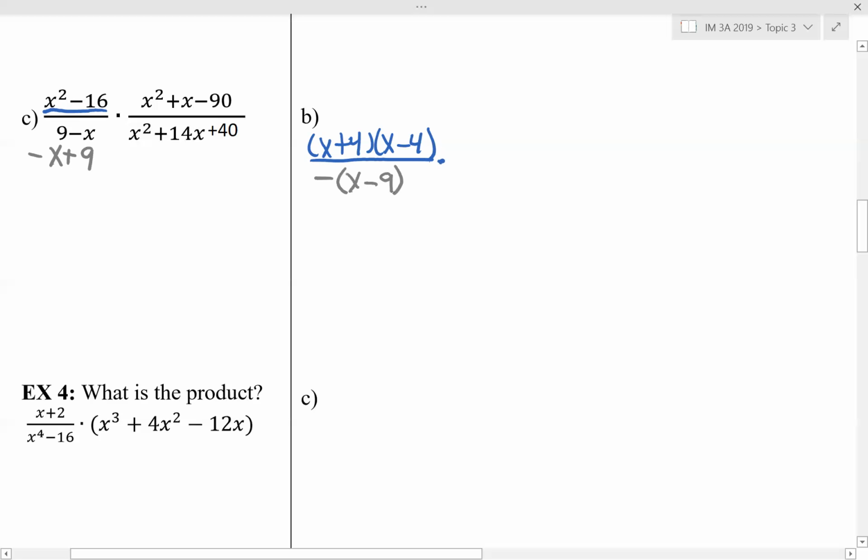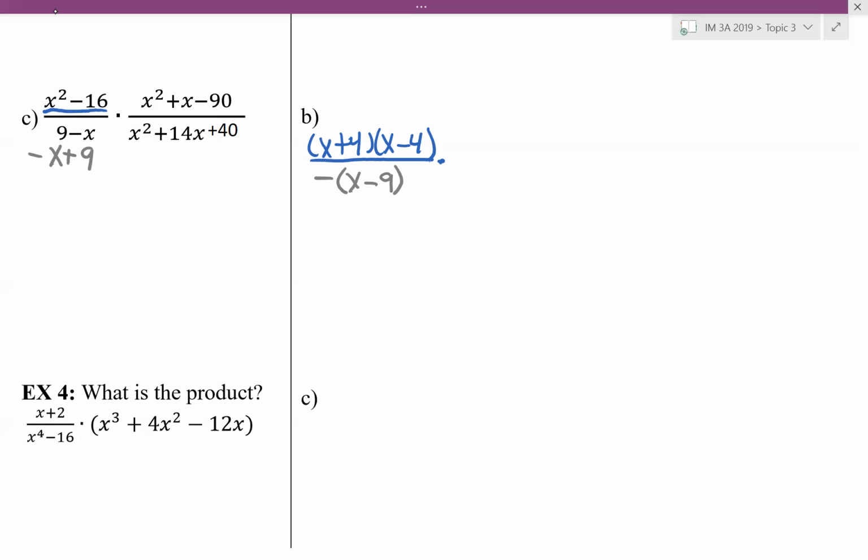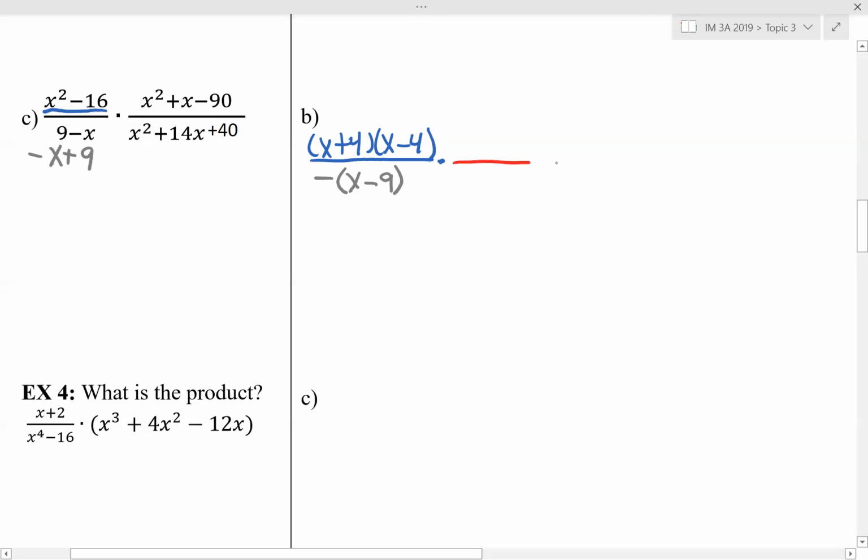I want to factor out that negative because if I can factor one of the other two trinomials and get an x minus 9 as a factor, I want to be able to reduce that. So I have x squared plus x minus 90. Since a is 1, I'm looking for two numbers that multiply to negative 90 and add to positive 1. Those numbers are 10 and negative 9. So x squared plus x minus 90 factors to x plus 10 times x minus 9.